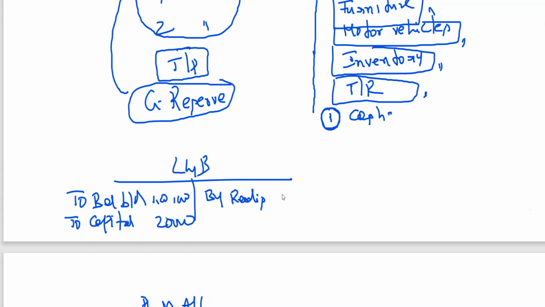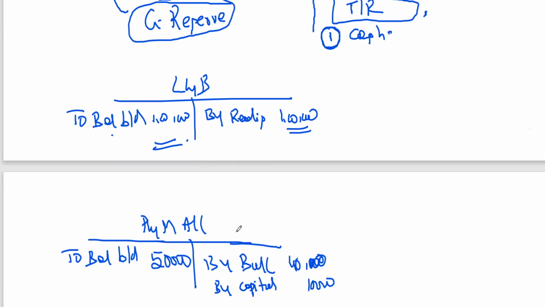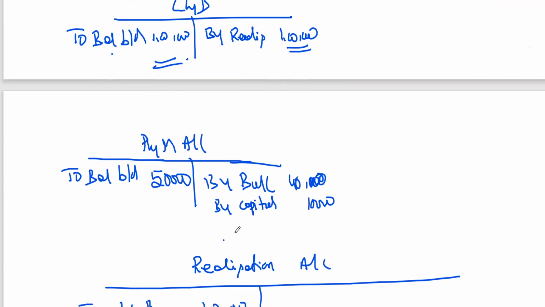By realization, simply I'll be writing the book value. I'm not writing the profit or transfer, whatever it is, I'm leaving it. So the land and building asset account has been transferred to which account? Realization account. I'm only giving two examples. So is the case of plant and machinery. Instead of writing loss, etc., what I do is transfer the book value to realization account.